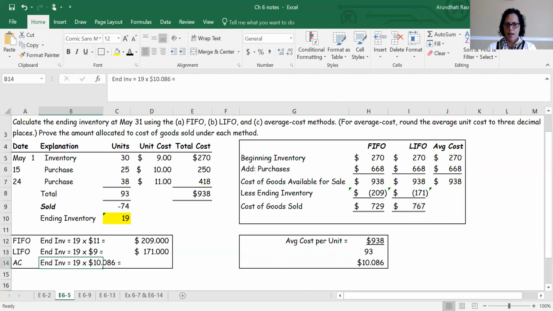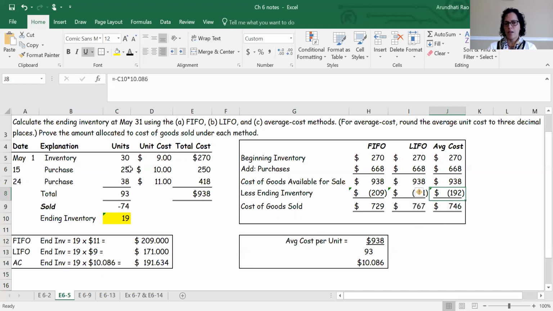Now, I come back over here. Ending inventory is 19 times 10.086. And the amount I come up with is 191.634. Again, I plug those numbers in over here. And as you can see, this number has been rounded up from here. So depending on how the problem is stated, if they ask you to carry the calculations to 3 decimal places for the unit cost, and the cost of goods sold and ending inventory carried to 3 decimal places, I've rounded those numbers off over here. So always make sure you look through this carefully.